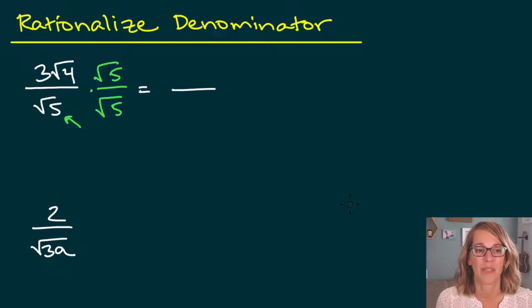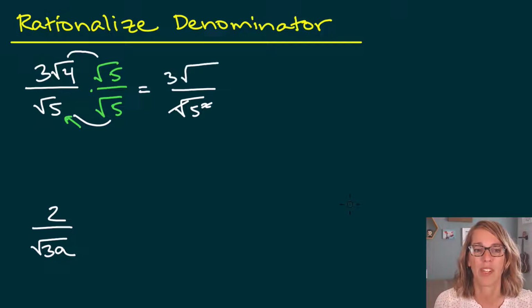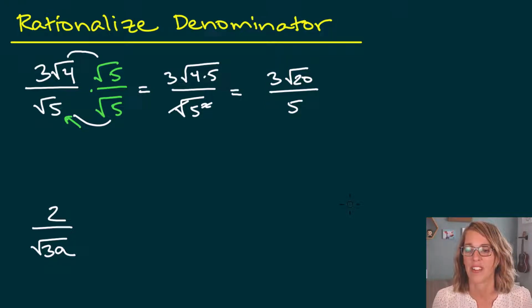As I multiply these through, radical 5 times radical 5 is radical 25 or radical 5 squared. Super nice. They undo each other. In the numerator, because these are the same root, they're both square roots, I can multiply what's on the inside there. So I'm just going to write this as 4 times 5, but you can just write that immediately as a 20. So I end up with 3 radical 20. In the denominator, I've got a 5, just a 5, and this is my final answer.